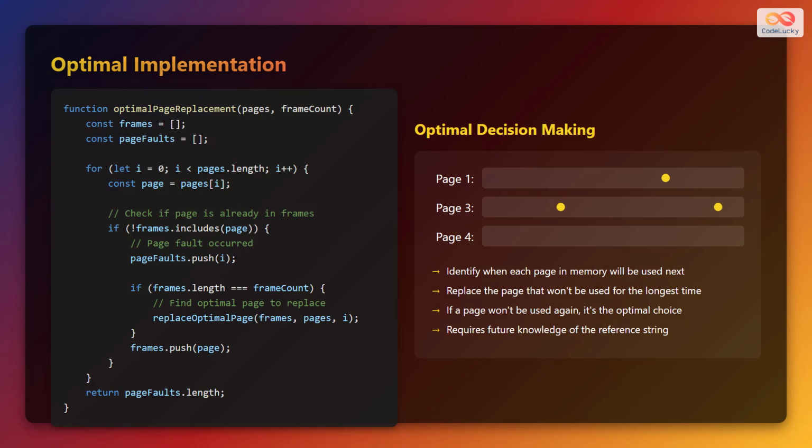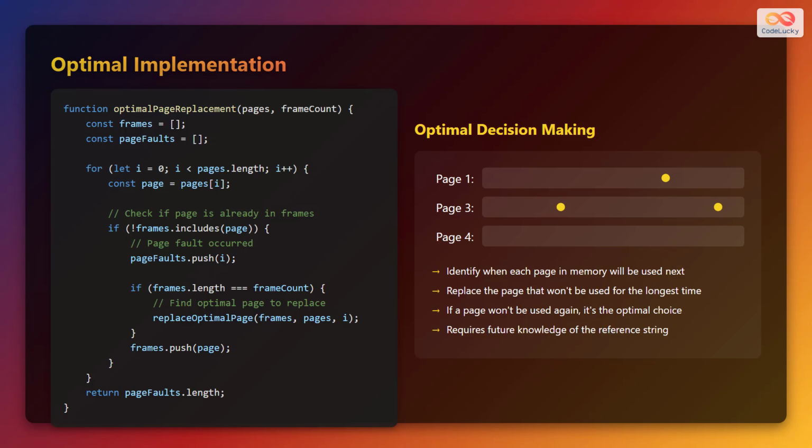Here's a function named optimal page replacement, written in JavaScript, that takes pages and frame count as input. It initializes frames as an empty array and page faults as an empty array. A for loop iterates through the pages array. Inside the loop, it checks if the page is already present in the frames.